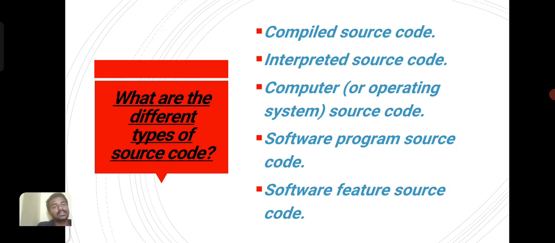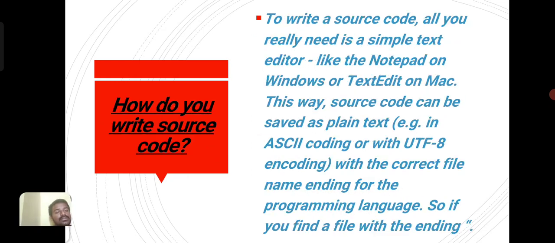What are the different types of source code? Compiled source code, interpreted source code, computer or operating system source code, software program source code, software feature source code. How to write a source code?